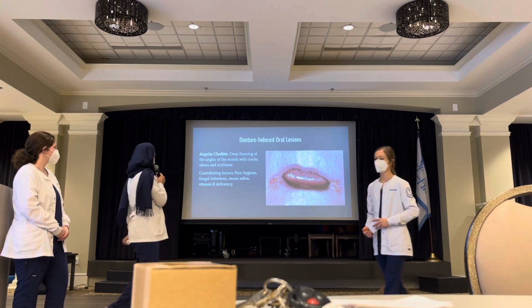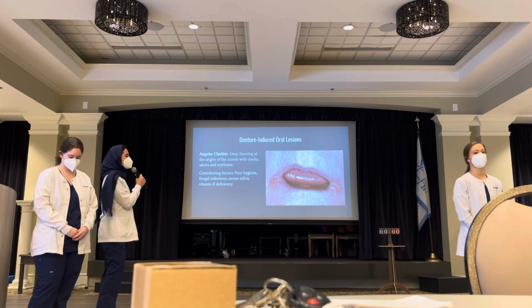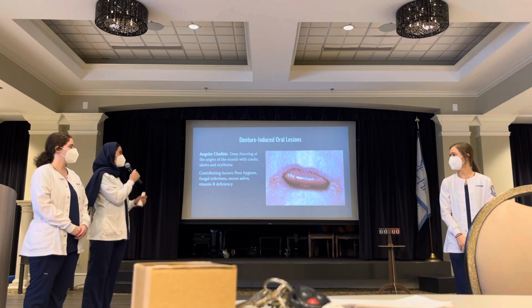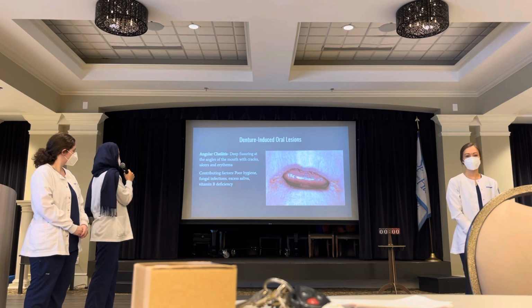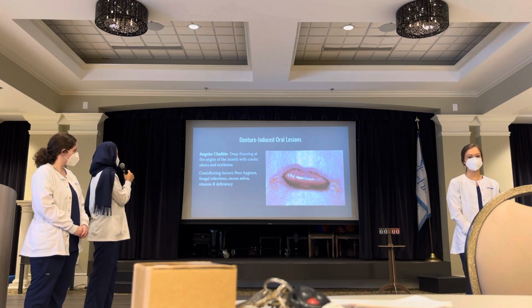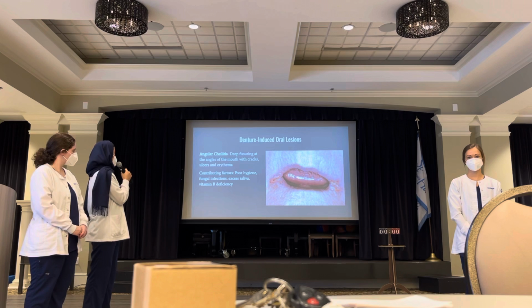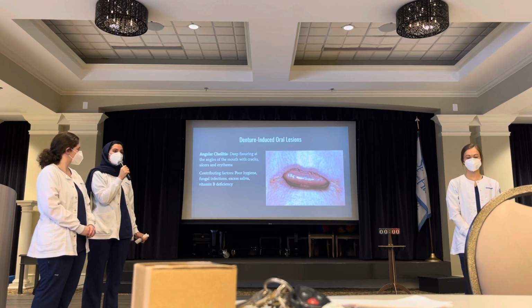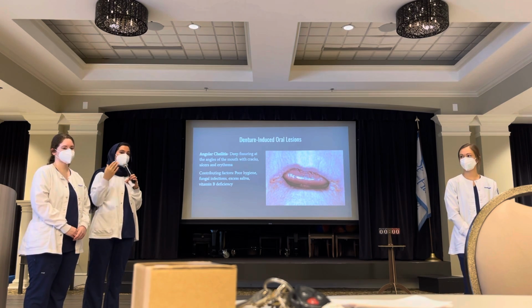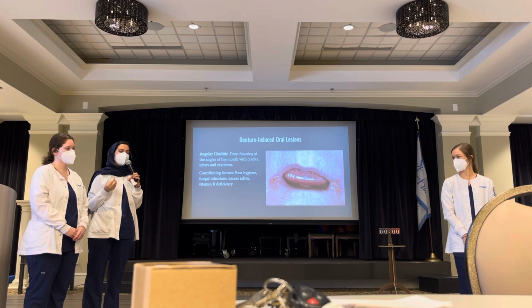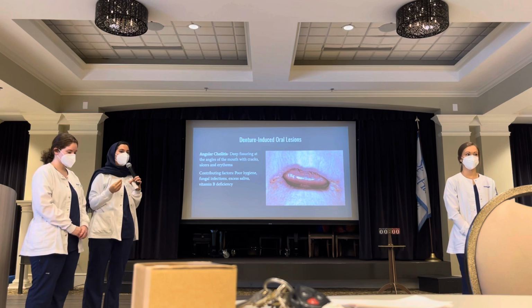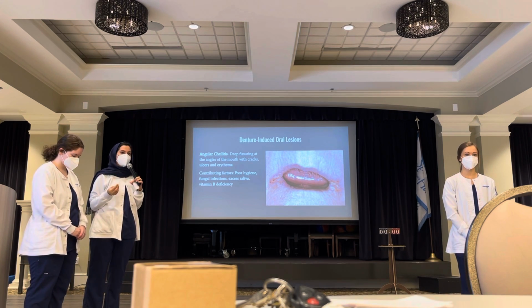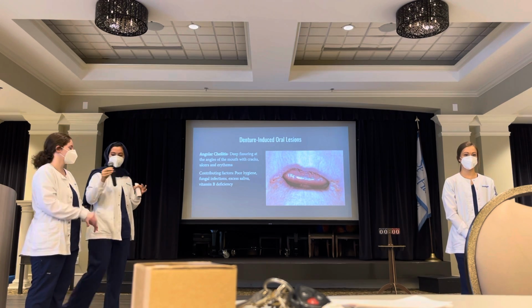So the next one is angular cheilitis. It is deep fissuring at the corner of the mouth. There are many things that can cause it, which are poor oral hygiene, fungal infection, excess saliva, and vitamin B deficiency. At the beginning, when patients start getting dentures, they have more saliva in their mouth, and this could cause it. So we just want to make sure that patients don't have any oral pathology in their mouth because of dentures.